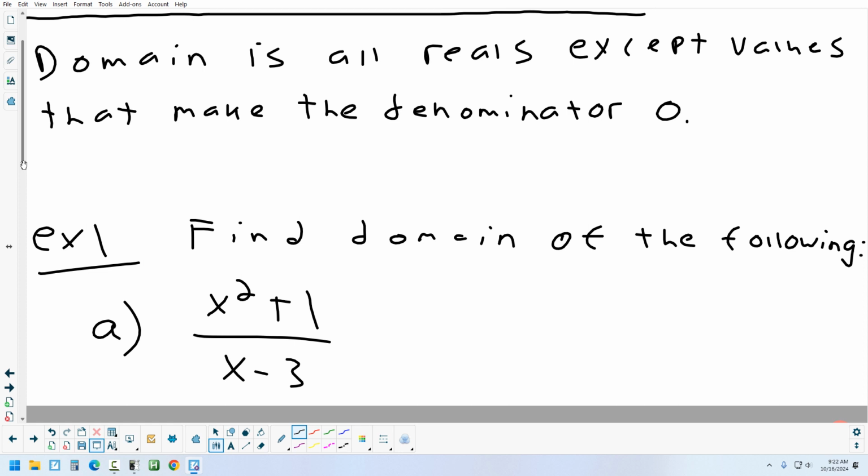The domain is open parenthesis, negative infinity, comma, 3, close parenthesis, then union, open parenthesis, 3, comma, infinity. Yep. So that basically is what you said, all real numbers except 3. Yep.